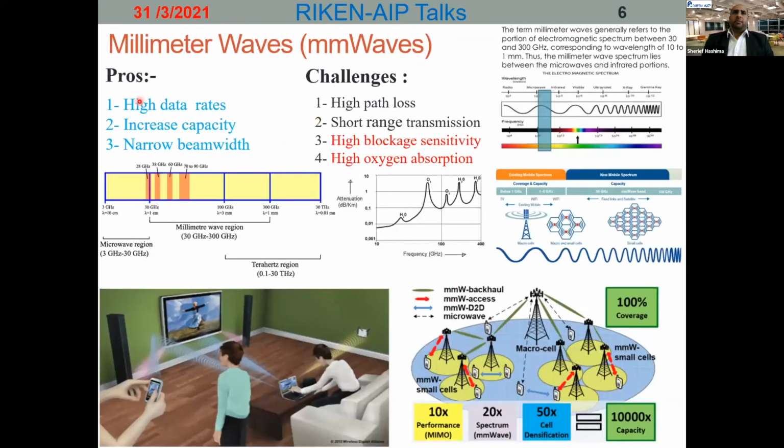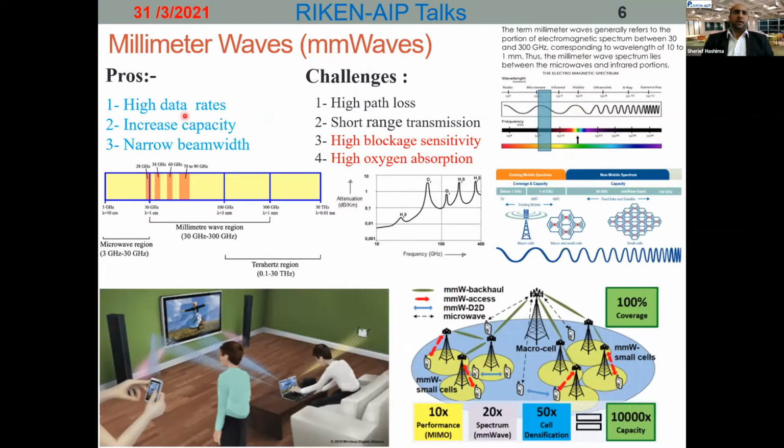Now we will talk about millimeter waves. It's a portion of the electromagnetic spectrum between 30 and 300 gigahertz. The name millimeter wave comes from its wavelength, which is from 10 to 1 millimeter. It lies in the electromagnetic spectrum between the microwave and the infrared portion.